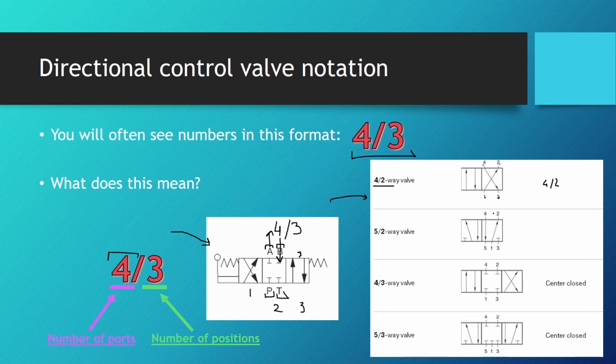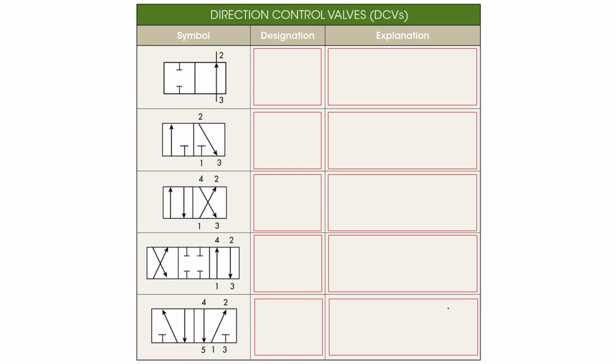A 5/2 valve: we have 5 ports, so we have 1, 2, 3, 4, 5, and we have 2 positions, making this a 5/2 valve. Now the 4/3 valve, we already saw this kind of valve, but this is kind of a mirrored valve. It has 4 ports and 3 positions, and the 5/3 has 5 ports and 3 positions. Center is closed, meaning there are no connections between the working elements and the pressurized and return lines.